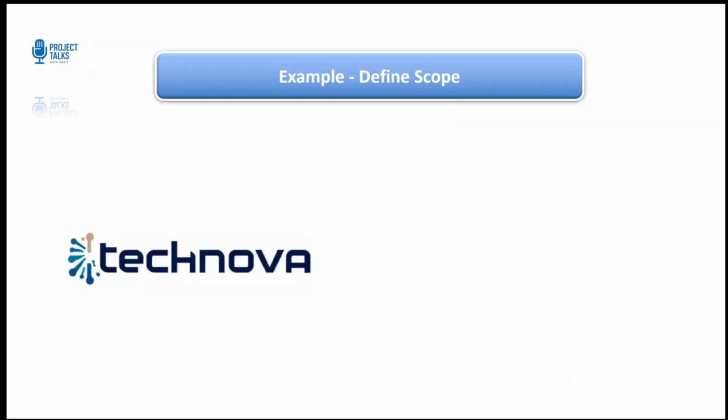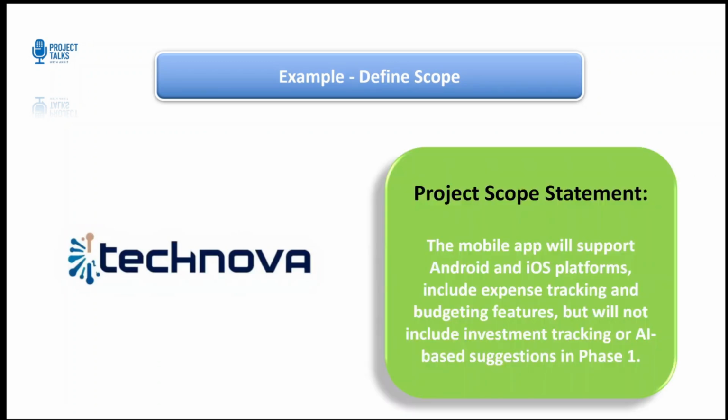In the TechNova app, the scope statement clearly states, let me read it out for you. The mobile app will support Android and iOS platforms, include expense tracking and budget features, but will not include investment tracking or AI based suggestions in phase 1. This clarity ensures everyone knows exactly what's included and what's not.